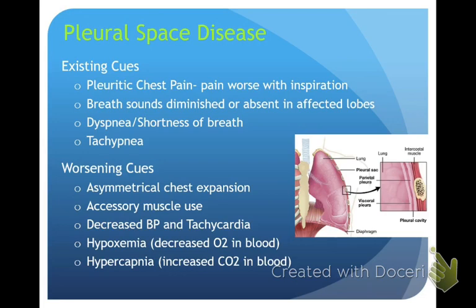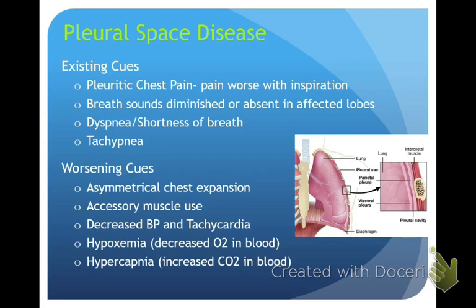Asymmetrical chest expansion is basically where this is pushing, like on that other x-ray, pushing so far over that you only have one side of your chest inhaling and exhaling because the other side of your chest is useless. It's full of air, blood, or fluid. Accessory muscle use because you're trying to oxygenate your body. Decreased blood pressure and tachycardia.